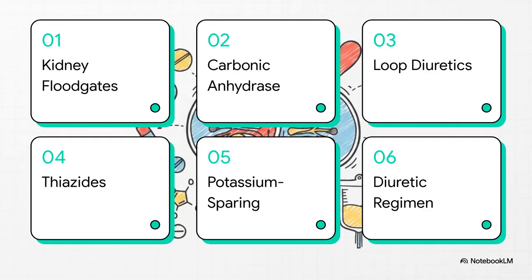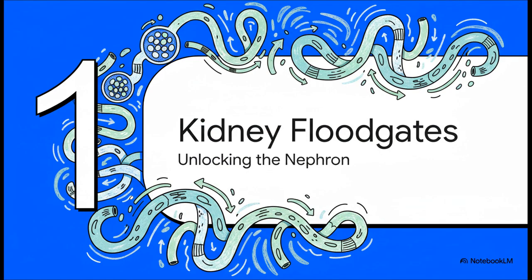So here's our roadmap for the journey. We're going to unlock the kidney's floodgates, check out carbonic anhydrase inhibitors, then dive into the sheer power of loop diuretics, thiazides, and potassium-sparing diuretics, before finally putting it all together to build a complete diuretic regimen. All right, Section 1, Unlocking the Kidney's Floodgates.